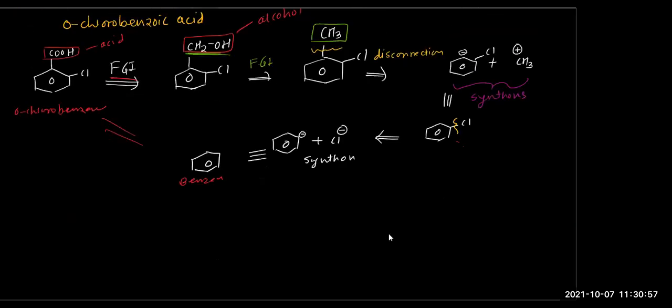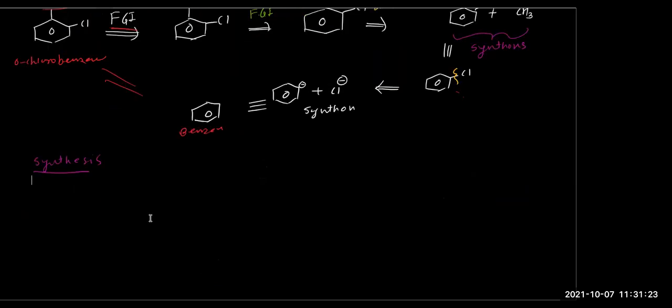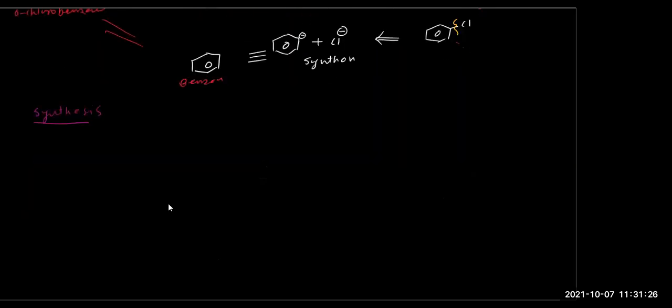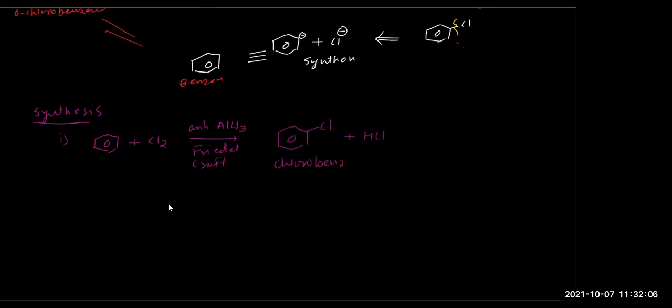Now we are going to consider the synthesis, the actual reaction. This is the exact reverse of the retrosynthetic path, and we follow this path. First we take benzene, then we chlorinate it, then we alkylate it, then we oxidize. The first step is the chlorination of benzene. We take benzene and react it with chlorine gas in the presence of anhydrous AlCl3. This is known as the Friedel-Crafts reaction. We get the product like this. This is chlorobenzene.